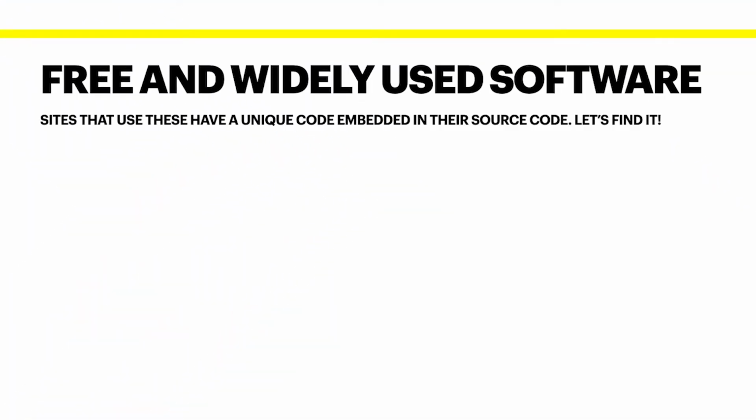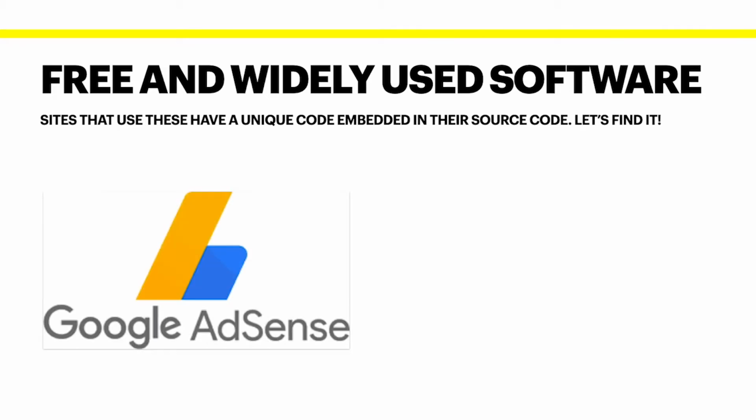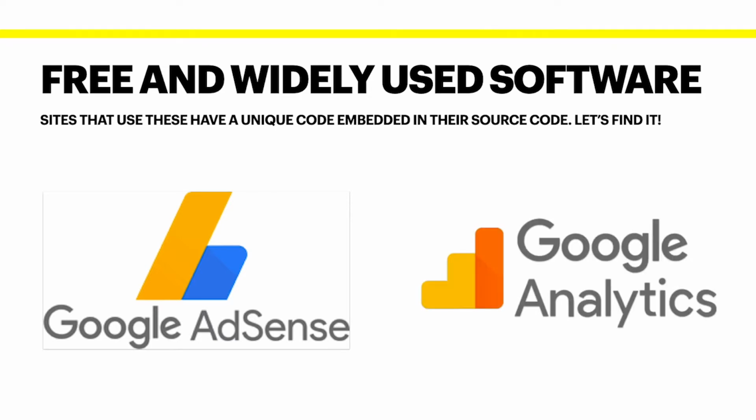The thing that you need to understand is we're able to connect websites together from something that you can't actually see when you're on the website, because of two very popular, free, widely used programs from Google. One is Google AdSense, which is a product you can use to place ads on your website and earn money. The other is Google Analytics, which you can use to track the visitors and traffic to your website.